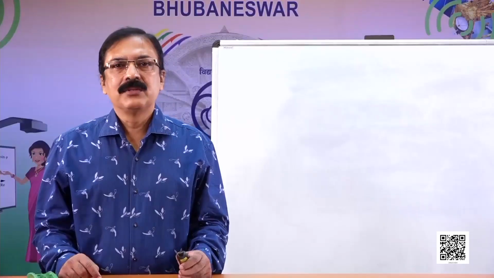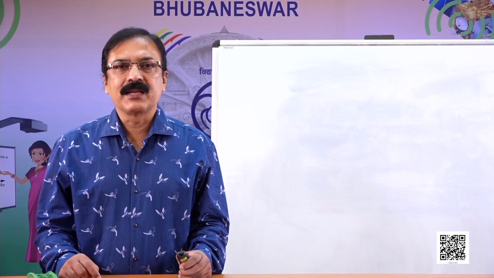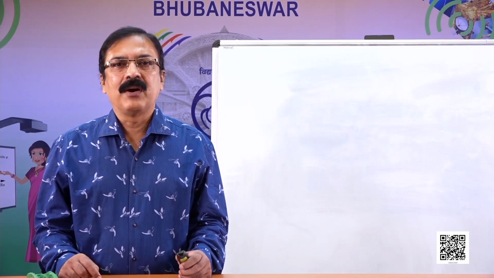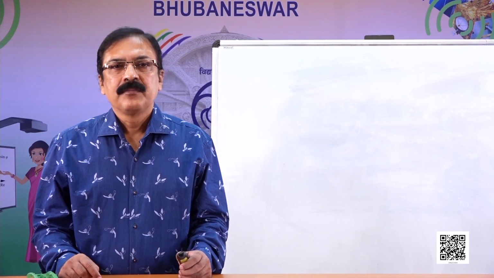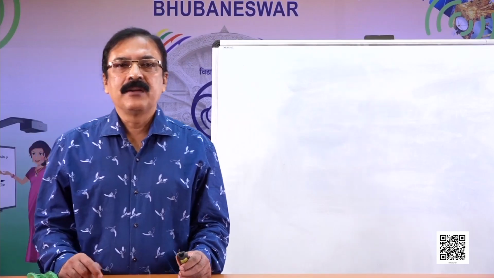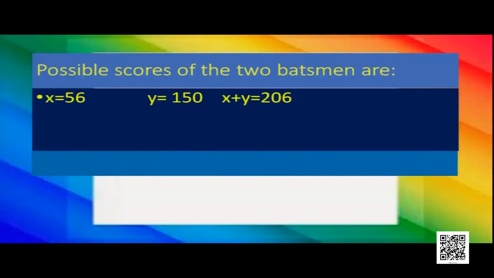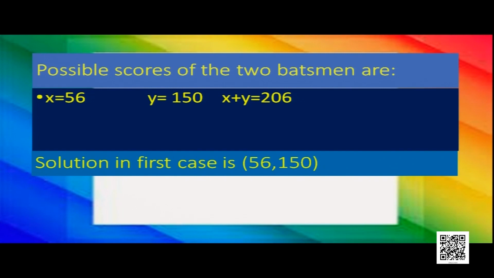For different pairs of values of x and y, we can get their sum as 206. Let's see. Possible scores of two batsmen are 56 and 150 because the sum of these two is 206. So we can say that in this case (56, 150) is the solution of the equation x plus y is equal to 206.